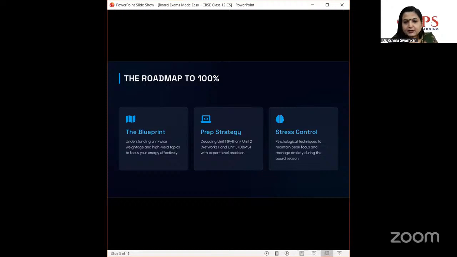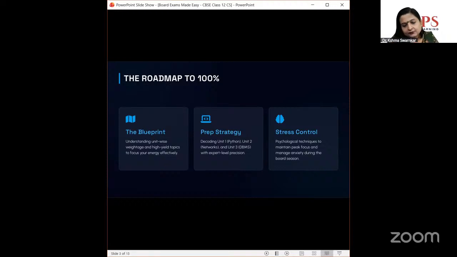The first pillar is to understand the blueprint of the exam, how and what the mark scoring of particular chapters or units is, as given. The next one, the second one, is prep strategies, that is preparation strategies. What are the strategies we have to opt for to understand deep diving into any kind of concept, whether it is Python or SQL or any other.